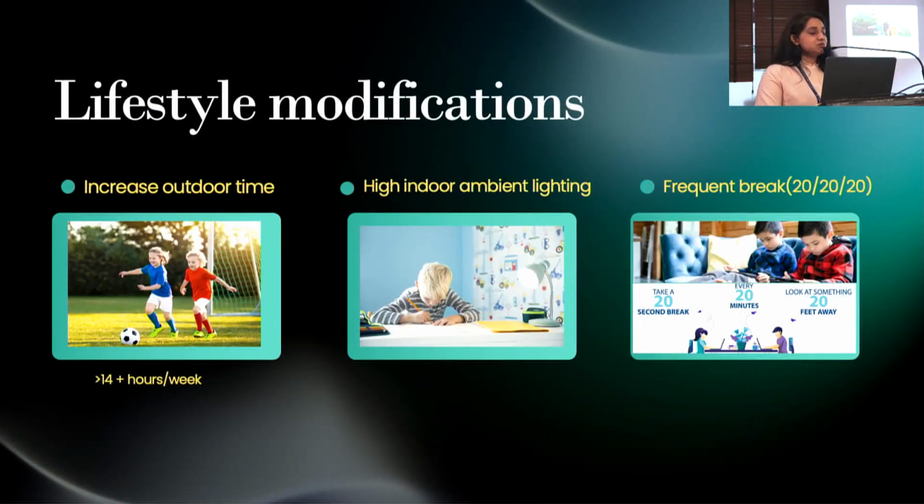So nevertheless, whatever it is, when you see a myopia case, these three cardinal things should be counseled to the parents as well as children. The importance of the increased outdoor time, at least more than 14 hours plus per week. High indoor ambient lighting while reading, as well as frequent breaks. The 20-20-20 rule is a must. It should be followed very religiously.